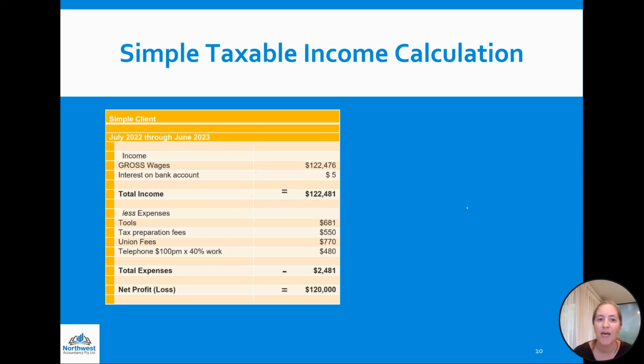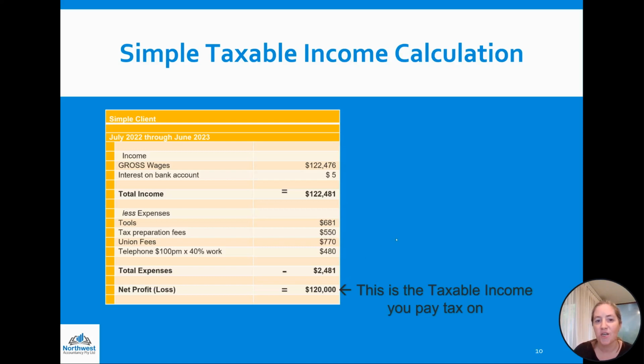So a total income of $122,481. And then we take out the expenses. So we take out the tools, we take out the tax preparation fees, we take out union fees, we take out telephone. And you can see here that I've apportioned the telephone. So $100 a month, but we're only claiming 40% for work. So our total of our expenses is $2,481. So that gets us to a nice round figure. Do you like how I did the maths on that example? A nice round figure of a taxable income of $120,000.